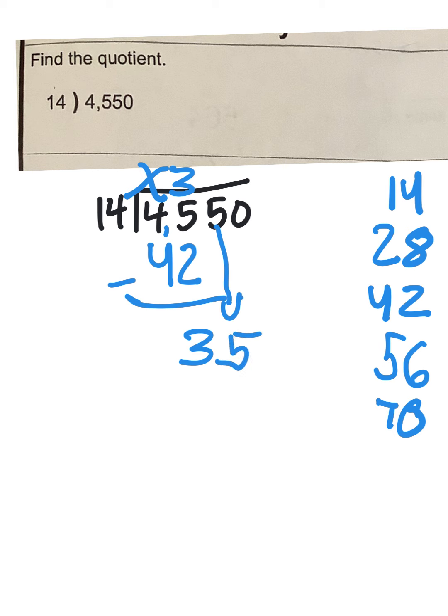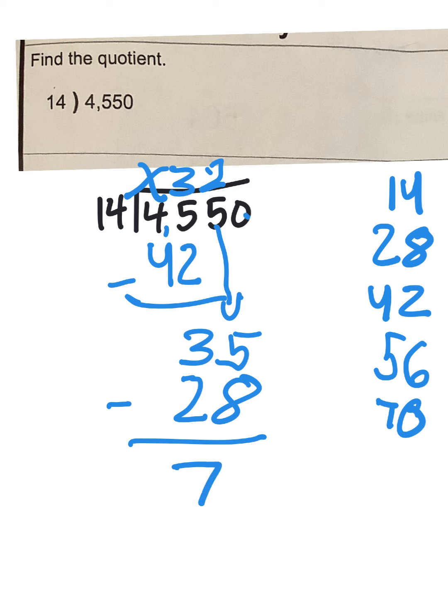Now I got to find out how many times will 14 go into 35, guys? 2 times. 2 times 14 is? 28. We're going to now subtract 35 minus 28, which is 7. We're going to bring down that 0. We know that 14 will go into 70.